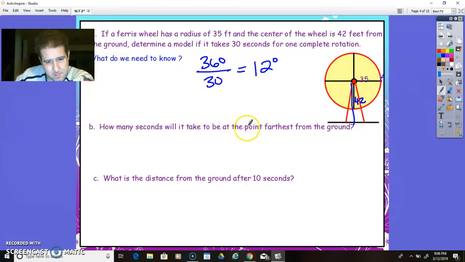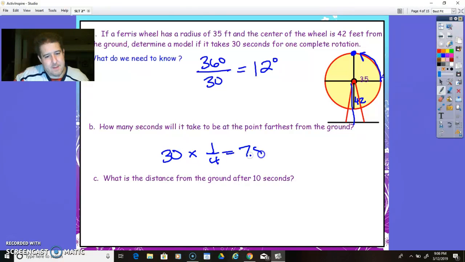How many seconds will it take to be at the point furthest away from the ground? The point furthest away from the ground is right here. So that's like going 1/4 of the way around the circle. So if it takes 30 seconds to go all the way around, you multiply that by 1/4 of the circle, and you end up getting 7.5 seconds. Now, another way of thinking about that: if it takes 30 seconds to go all the way around, then it takes 15 seconds to go halfway around. And to get halfway to 15 would take 7.5 seconds. Same answer.